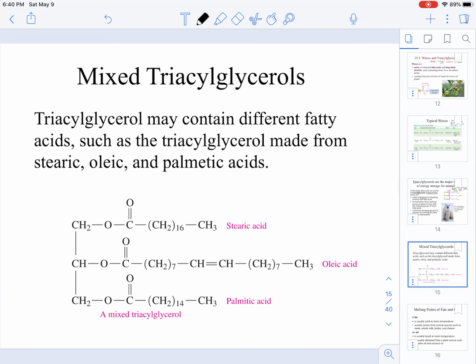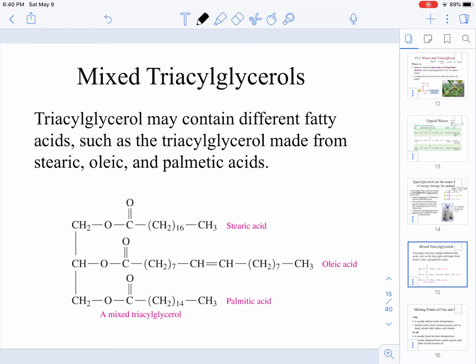Understand that when it comes to triacylglycerols or triglycerides, they don't need to have the same fatty acids present. They can have different fatty acids present, and that's what we call the mixed triacylglycerol. So as you can see here, you have an example of a mixed triacylglycerol.